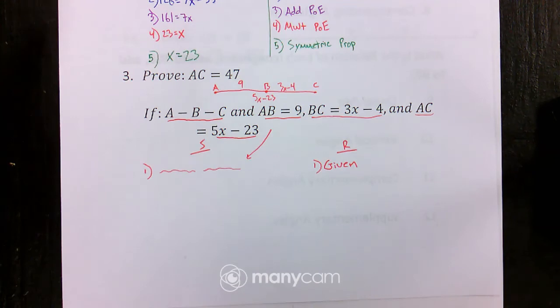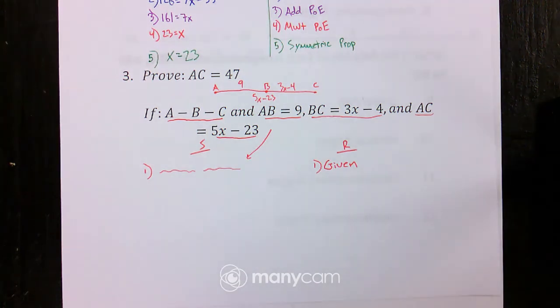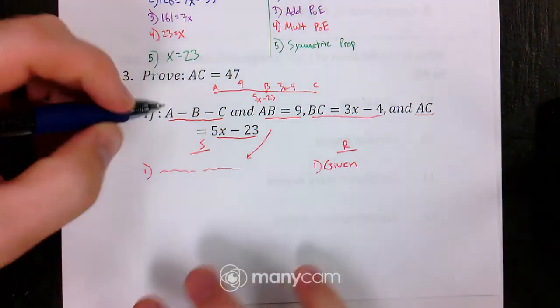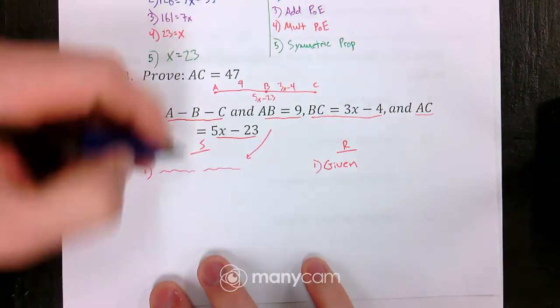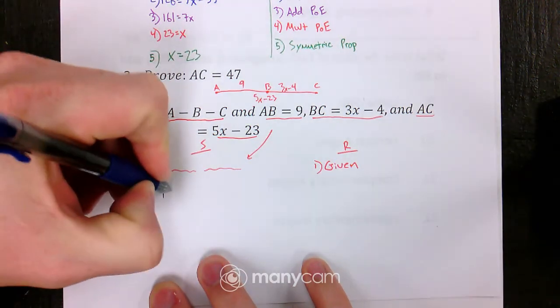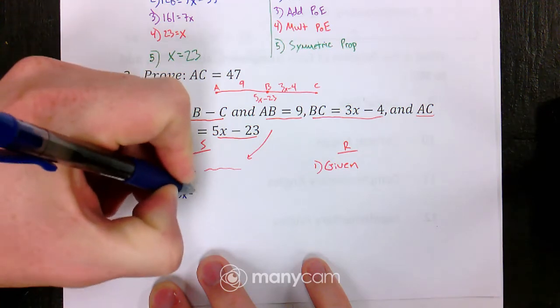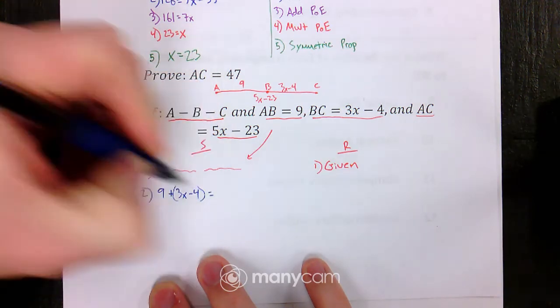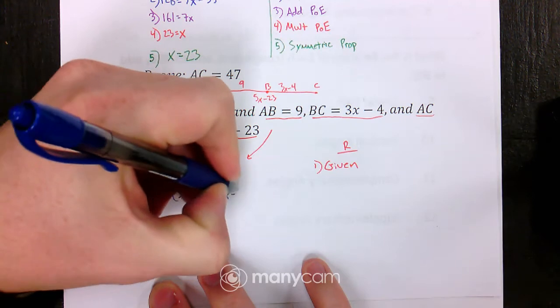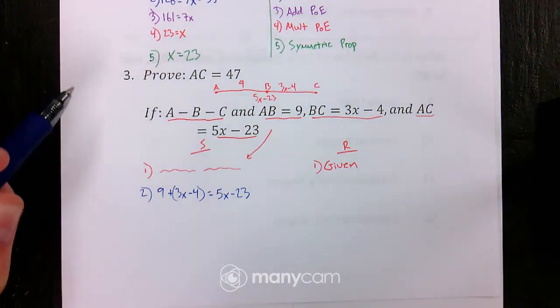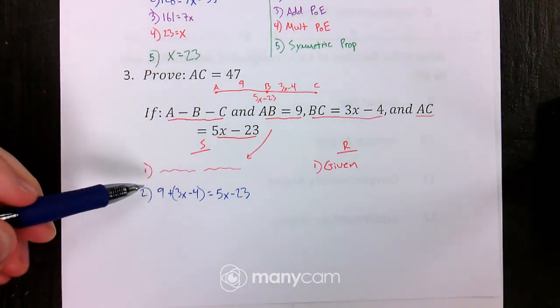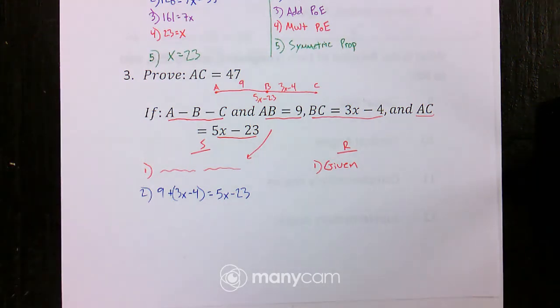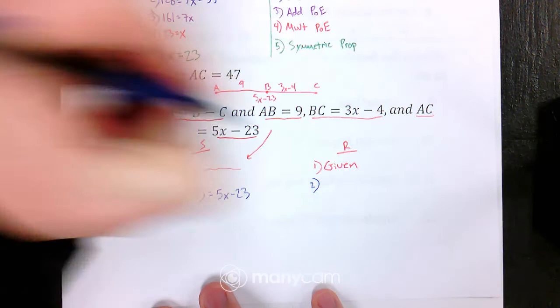So that's given. Then the thing you know what to do is you know that this plus this equals the whole thing. So I know that 9 plus 3x minus 4 equals 5x minus 23. And I know that that's true because why? How do I know that's true? Anybody know?